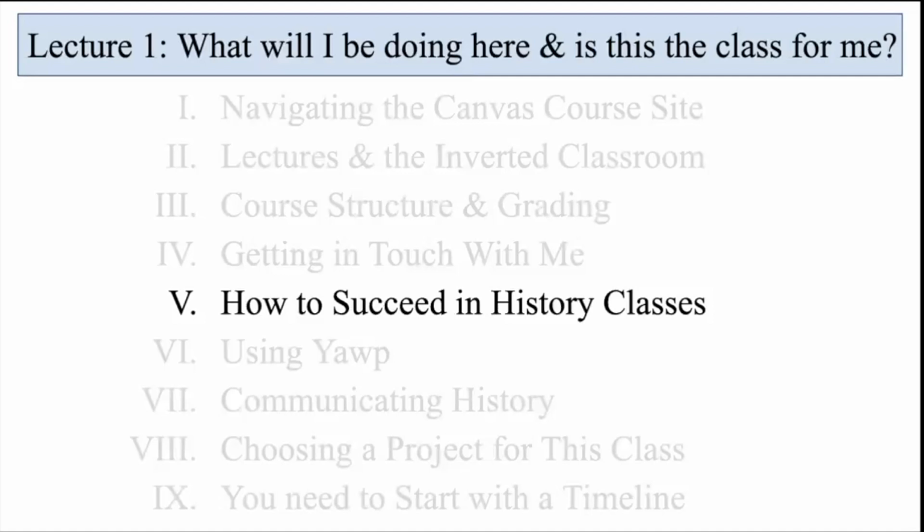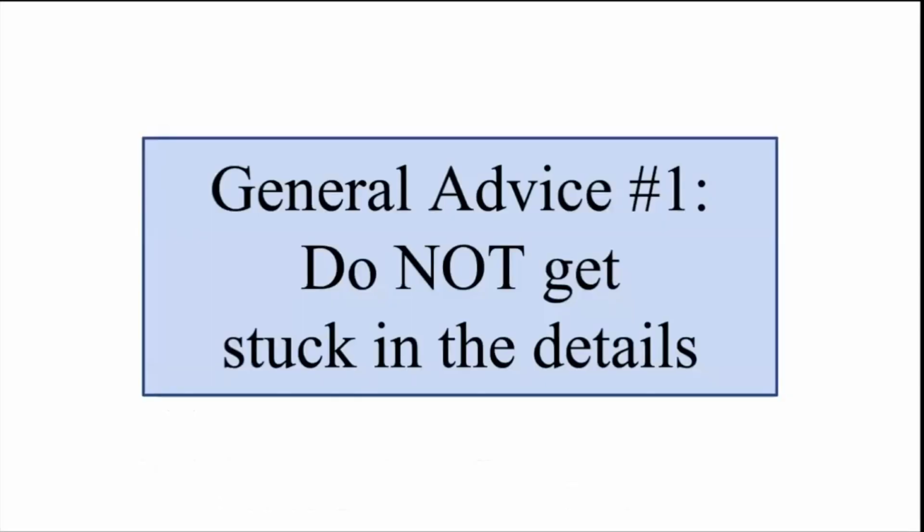This is the part that I will be dividing in two. So we're getting close to the end of this interminable lecture. I'll cover major points in part 1 here and give you more specifics in part 2. So this number 5 is how to succeed in history classes. I will give you 6 major pieces of general advice.